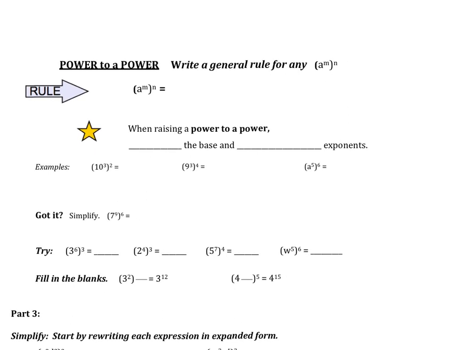So if we have a to the m raised to the n, the property would tell us that to simplify that, we would have to do a to the m times n. If you think back to the examples, we had to multiply to get the new power. So when you have a power raised to a power, keep the base and multiply exponents.